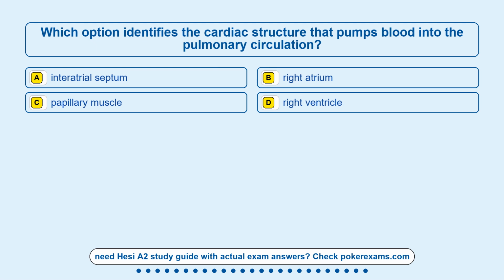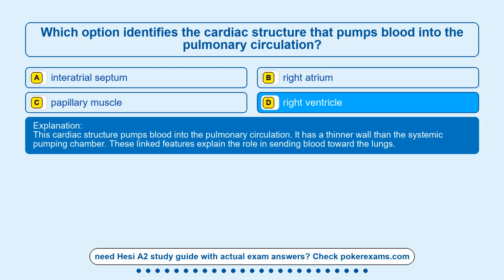Question 8. Which option identifies the cardiac structure that pumps blood into the pulmonary circulation? Option A, interatrial septum. Option B, right atrium. Option C, papillary muscle. Option D, right ventricle. The correct answer is option D, right ventricle.